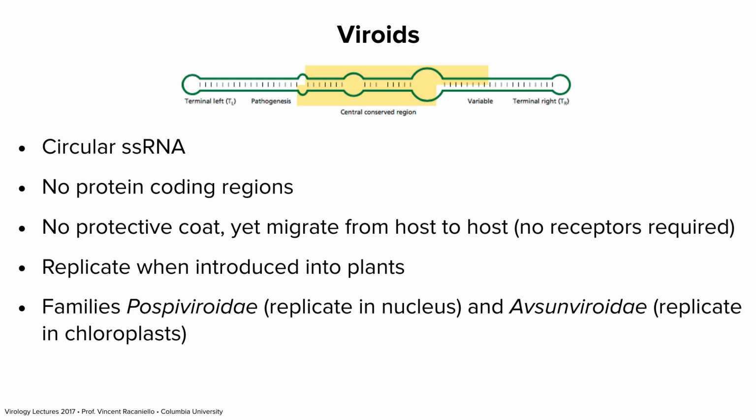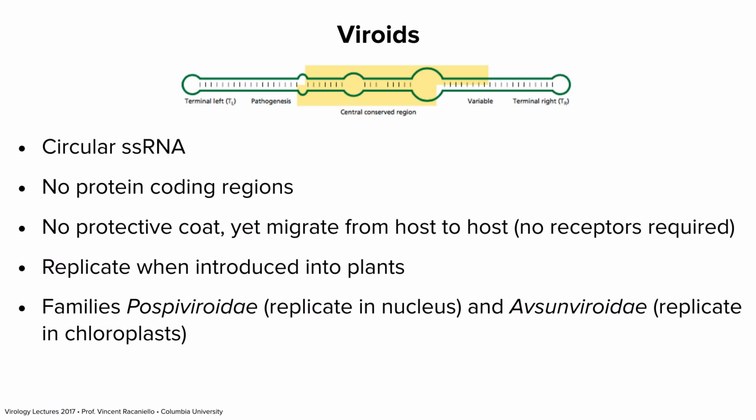So let's start with viroids. That is a viroid. It's a circular, single-stranded RNA, no protein coding regions. That's why it's called a viroid. I like that name, viroid. It's not a virus because I guess a virus would have to encode proteins. It's just to indicate that it's something different.